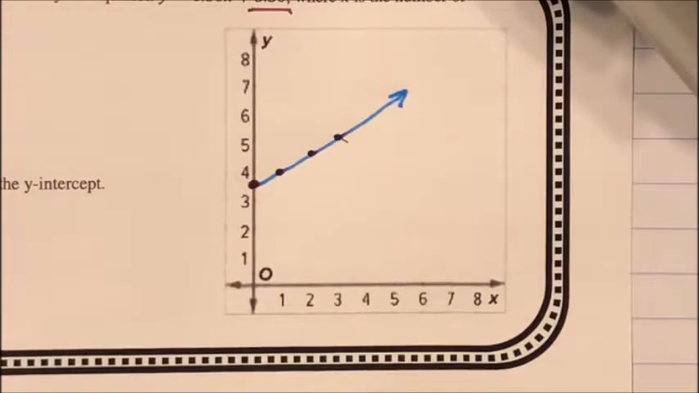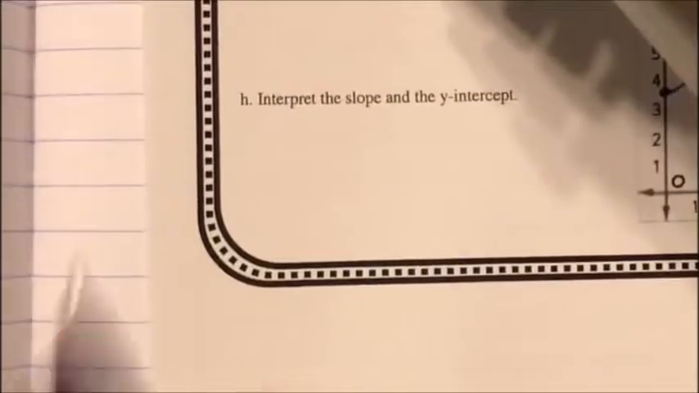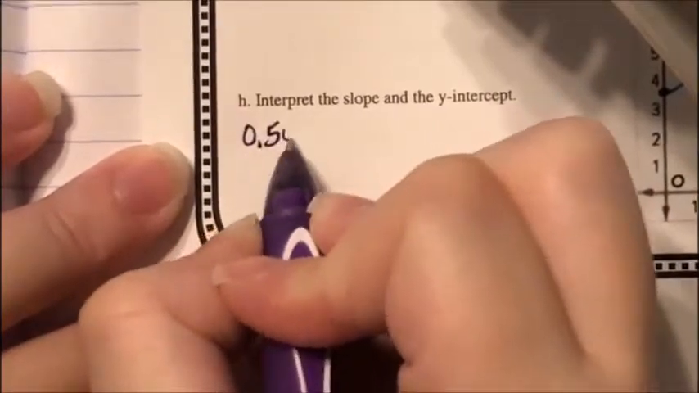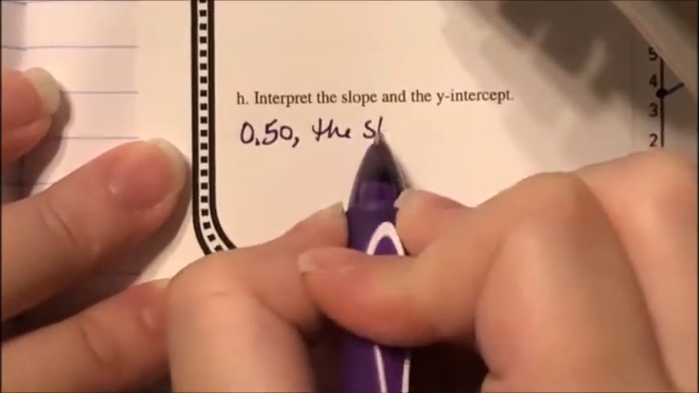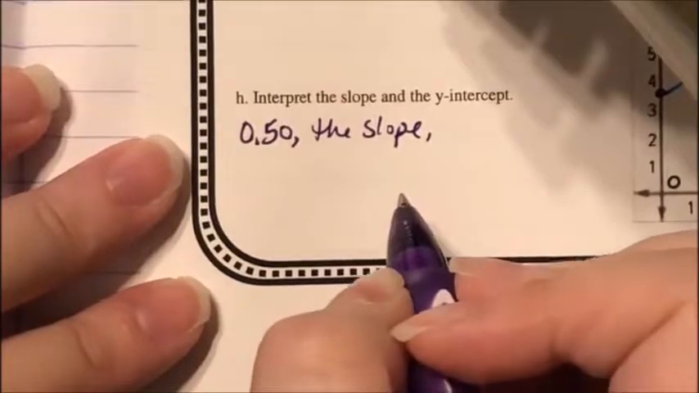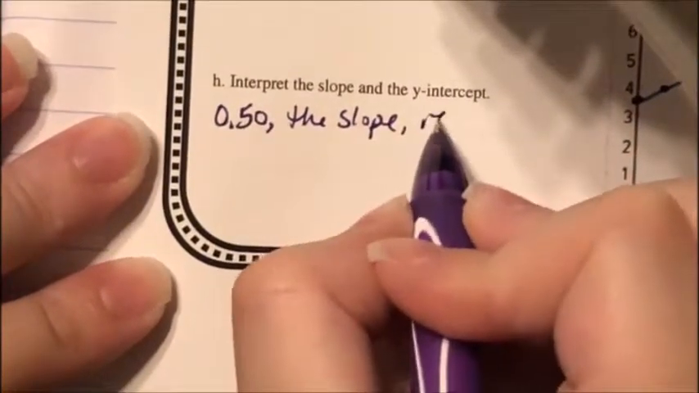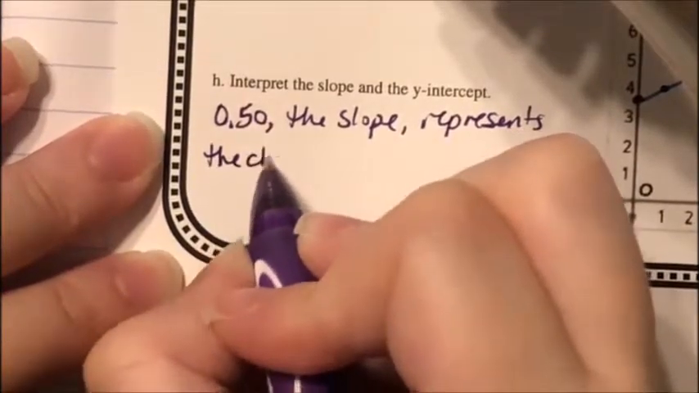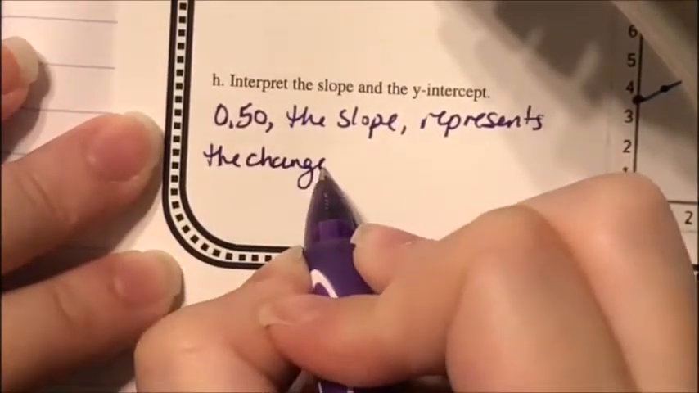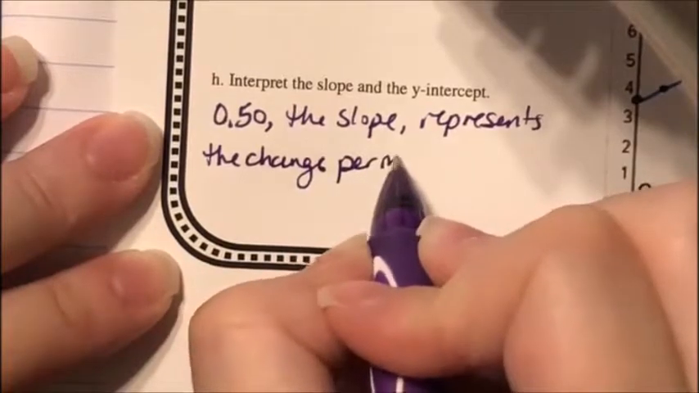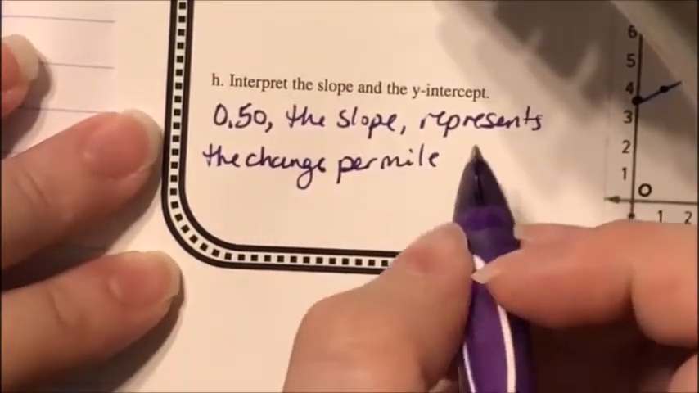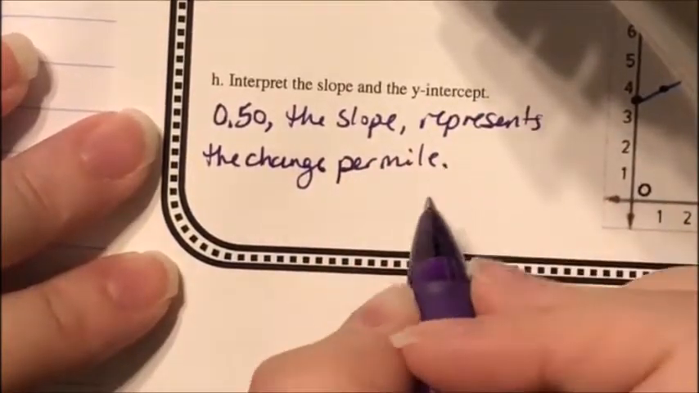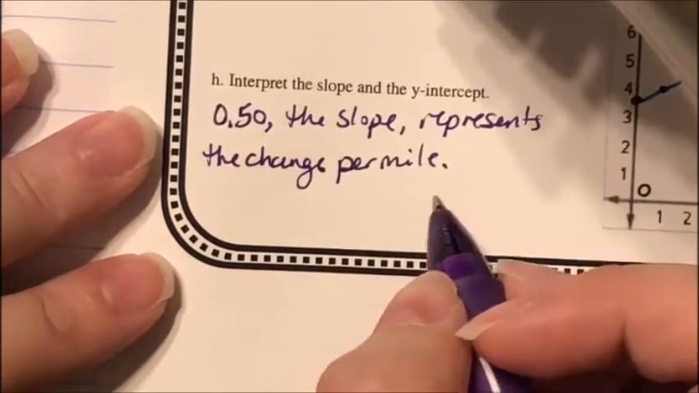So H asks me to interpret the slope and the y-intercept. So the slope, 0.50, represents the change per mile. So that's how much it costs to travel per mile.